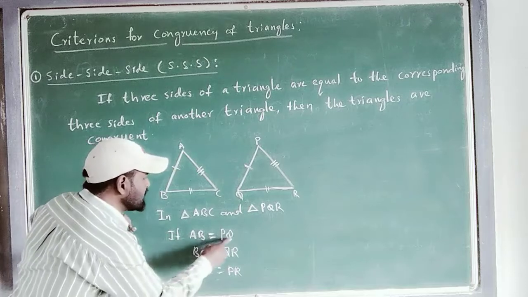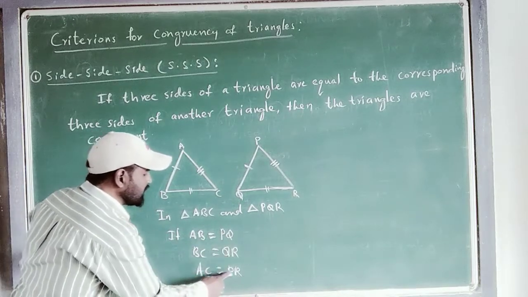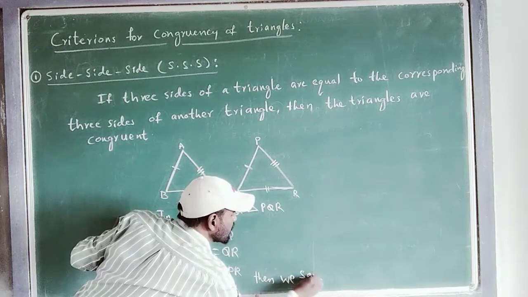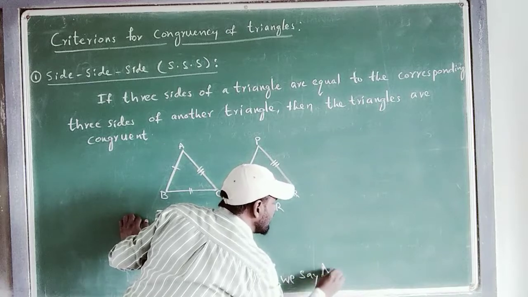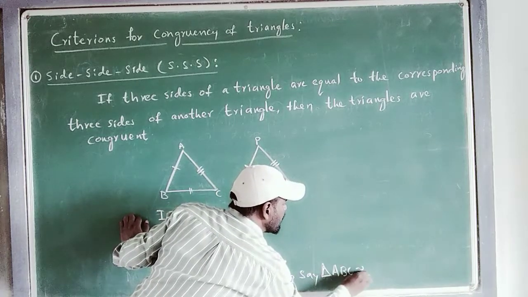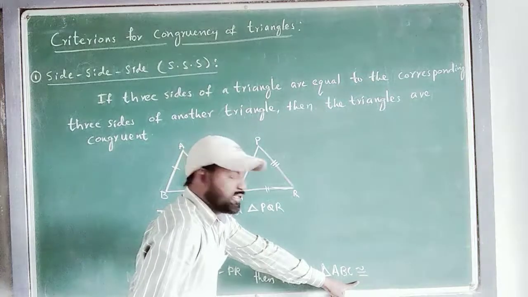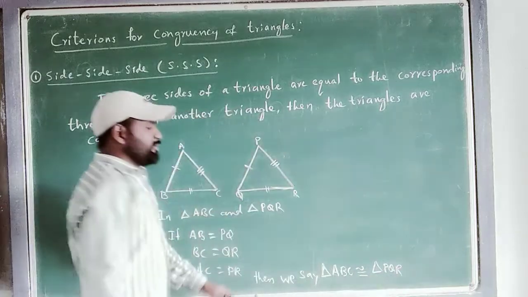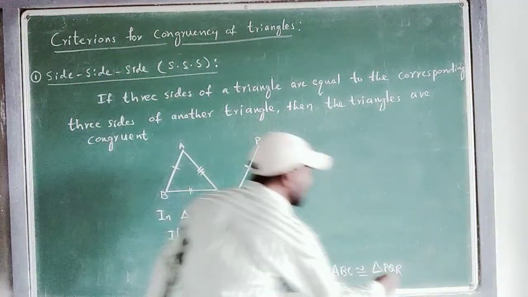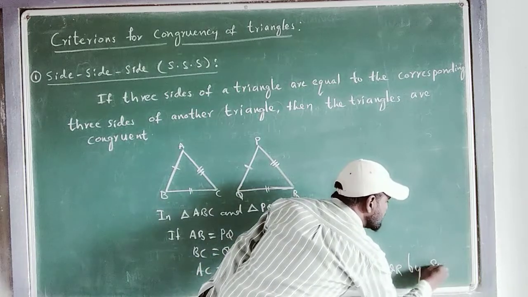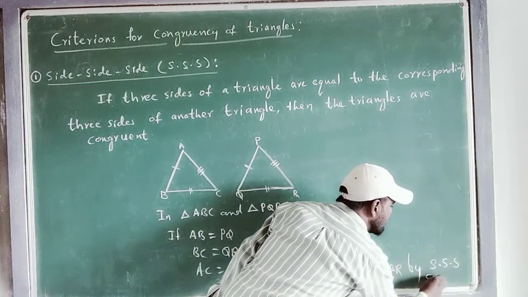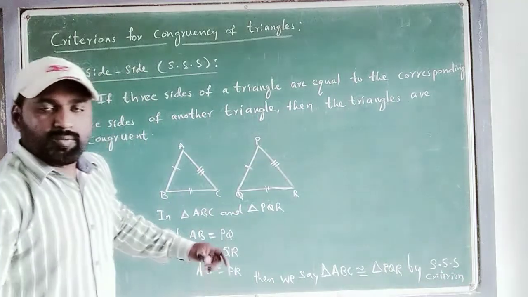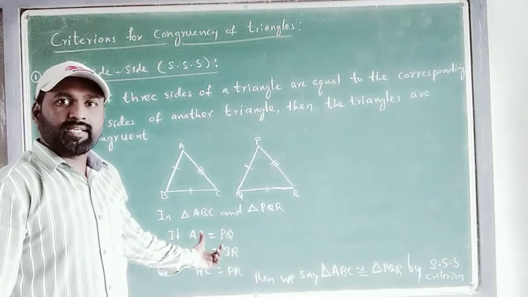So, if AB is equal to PQ, BC is equal to QR, AC is equal to PR, then we can say triangle ABC is congruent, this is the symbol of congruency, to triangle PQR. Triangle ABC is congruent to triangle PQR by the SSS criterion. Like this. That means what is the congruency criterion for these two triangles here?